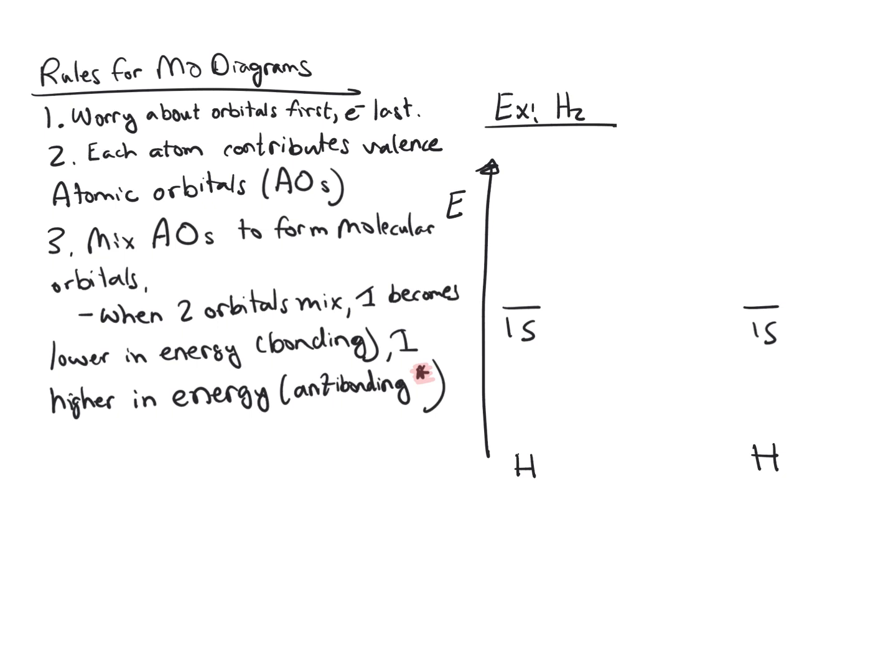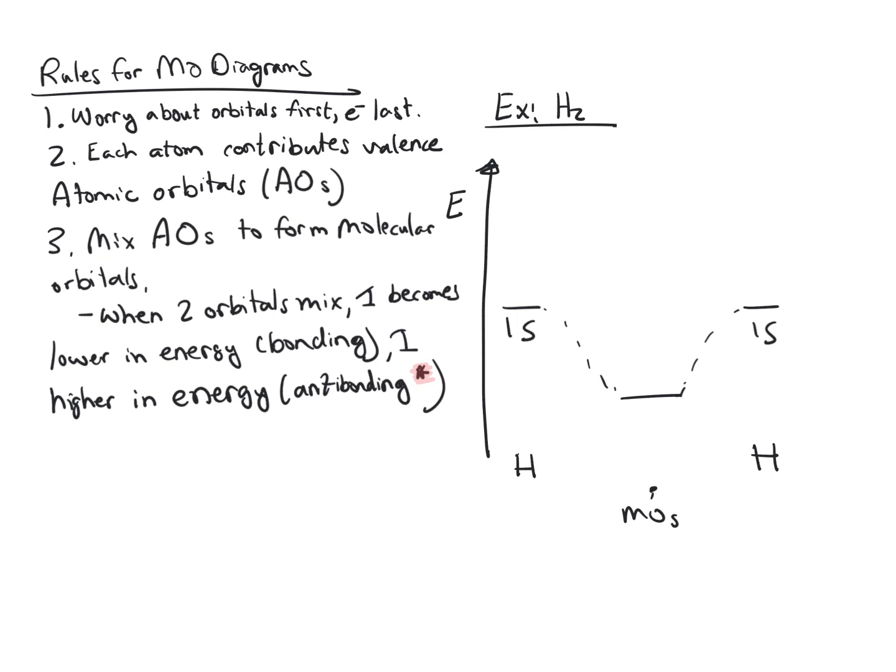Next, we'll mix the atomic orbitals to form molecular orbitals. So when two orbitals mix, one is going to become lower in energy, that's a bonding orbital, and one becomes higher in energy, an anti-bonding orbital. Let's see what that looks like for H2. For H2, we're going to mix the 1s orbital on each atom. When we do that, our MOs are going to be in the middle of this diagram here. And let's show what happens to the first one here.